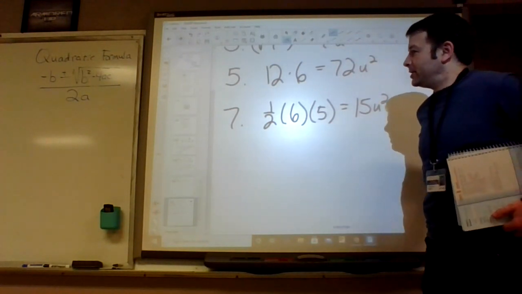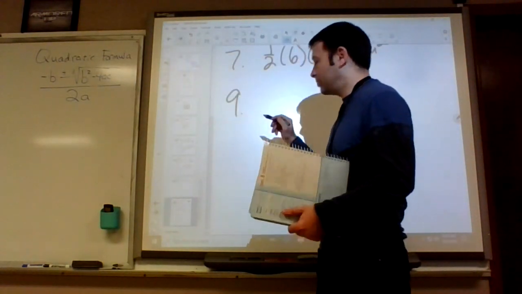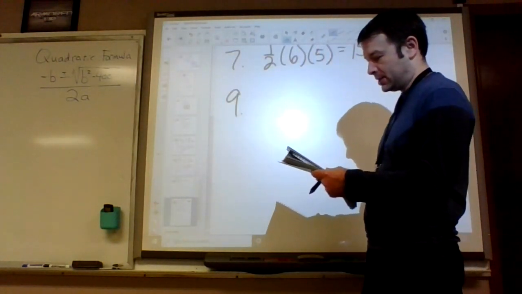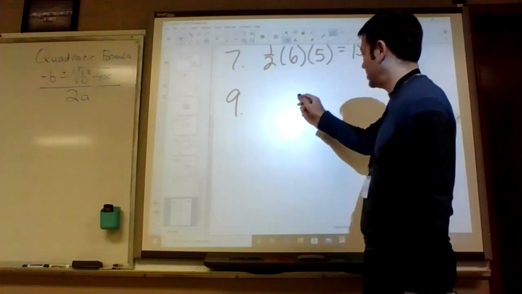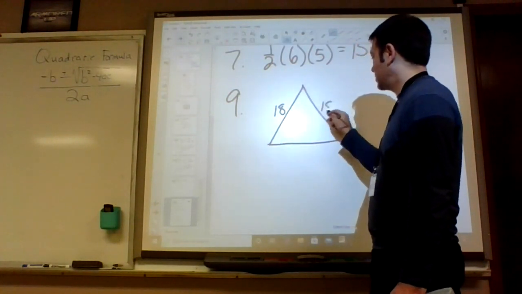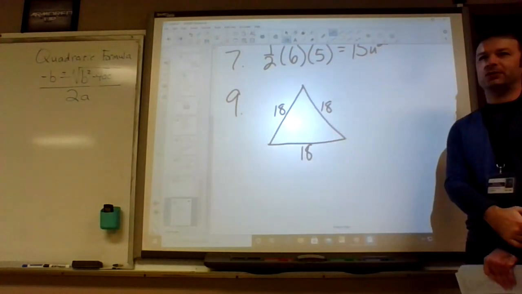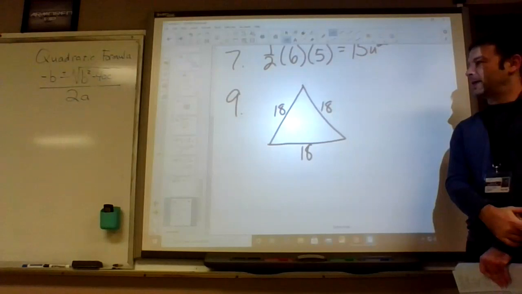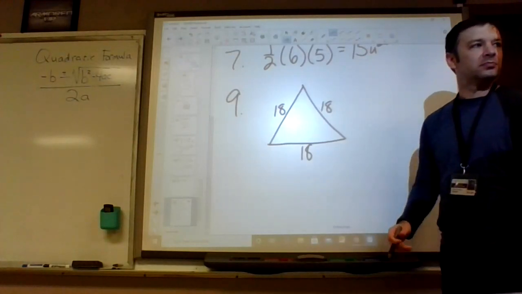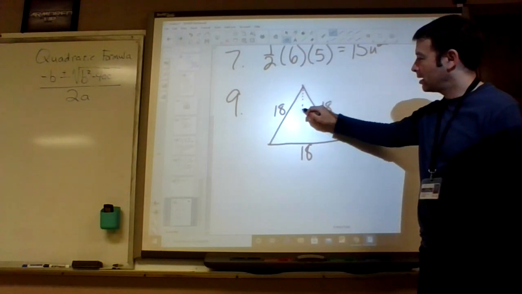Okay, number 9, this is the first one we might actually get wrong if we're not careful. It says an equilateral triangle with sides 18. So it's 1/2 base times height, but what is the height? You take 18 divided by 2, and that gives you 9.